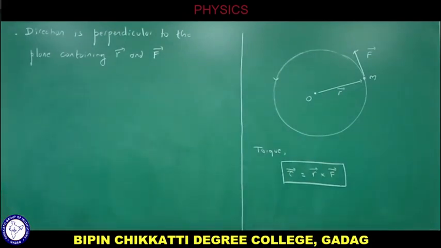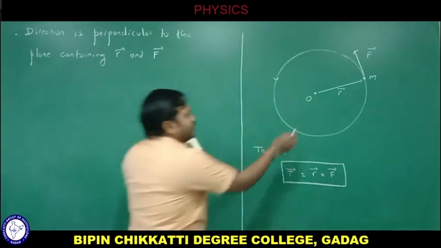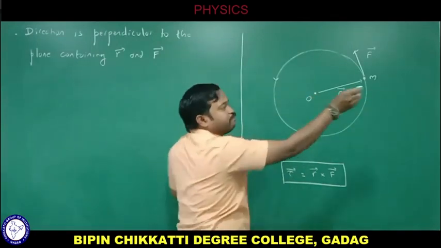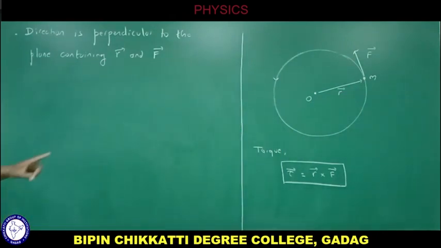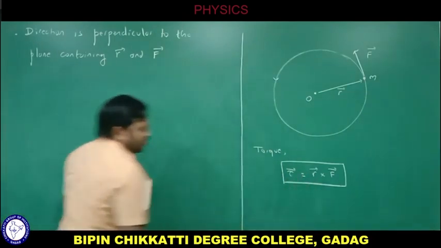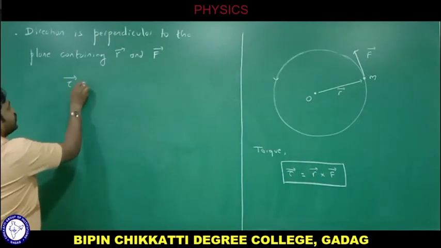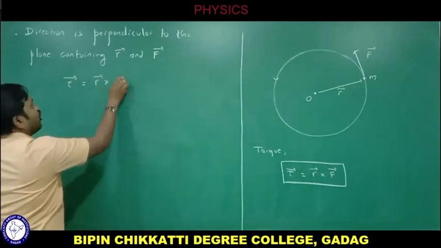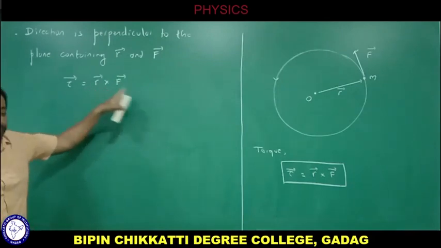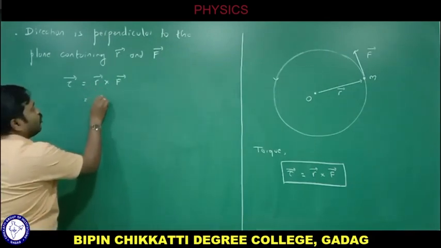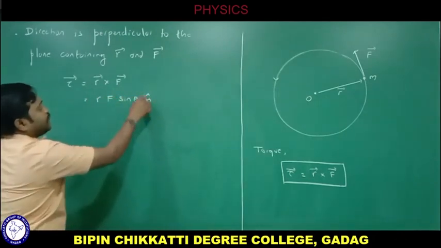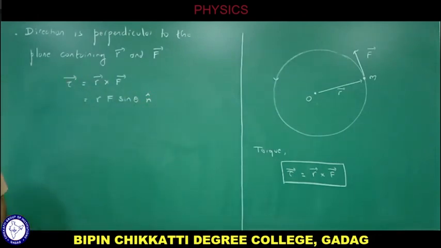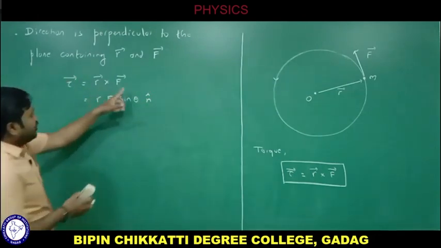The direction is perpendicular to the plane containing R and F, and at this point the direction is towards the observer. Now let me write this equation in a broader sense. Tau equals R cross F. We know the formula for A cross B is modulus of A, modulus of B, sin theta, n cap. N cap gives the direction of tau, which is perpendicular to the plane containing R and F.